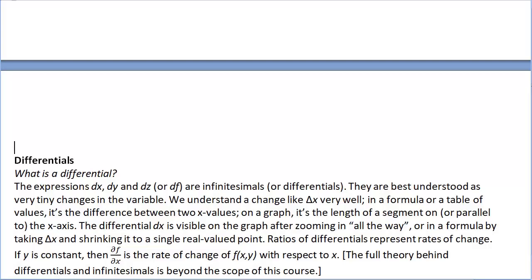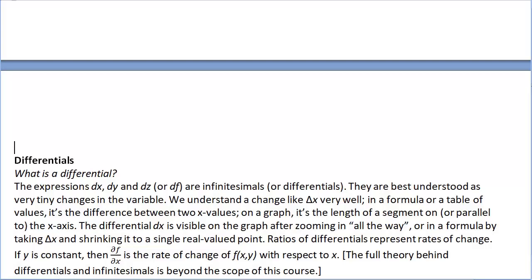They're best understood as very tiny changes in the variable. So when we talk about change, what do we mean? Well, we understand a change like delta x very well, in a couple of different ways. If you have a formula or a table of values, delta x would be the difference between two x values. You might write it as x2 minus x1. On a graph, if you have 2 points, it would be the length of a segment that is on or parallel to the x-axis.